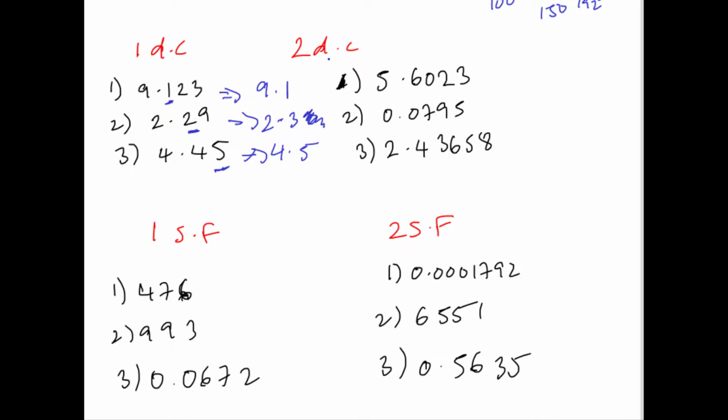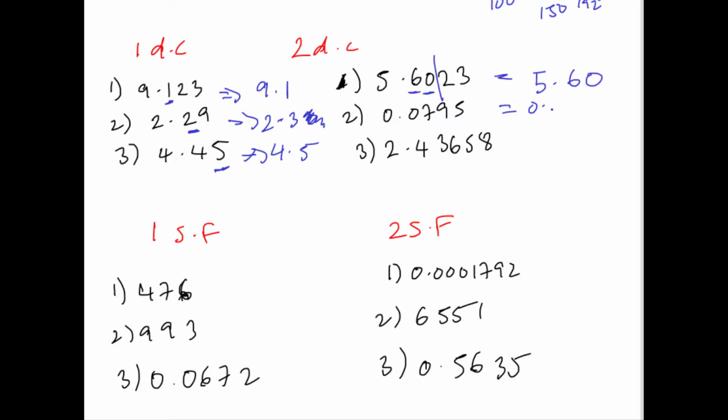Next one along now to two decimal places. So we want to go here's 6 and here 0. So this is the second decimal place. Next to it we have the number 2, which again is below 5. Therefore, to two decimal places, you got 5.60.